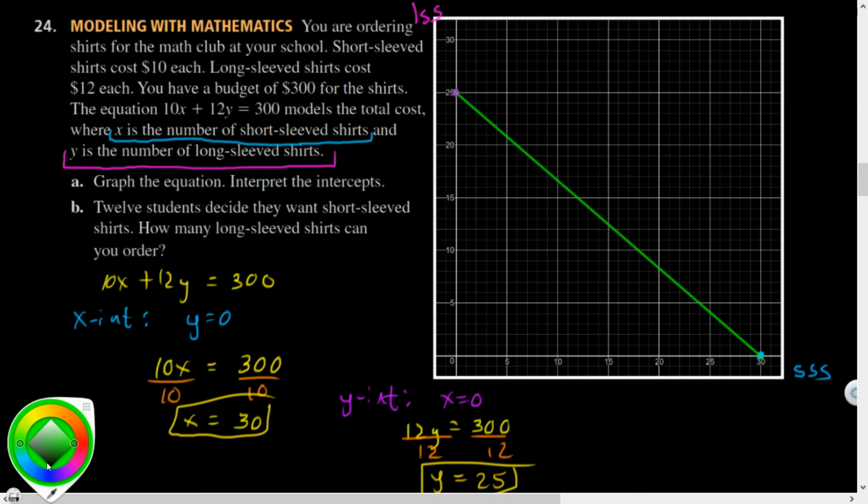Let's interpret these solutions first of all. Slow down, Waddy. So this is 30, 0. That is the situation in which I spend $300 on 30 short sleeve shirts, and how many long sleeves did I buy? 0. I didn't buy none. Okay? And this situation was 0, 25. This is if I was to buy 25 long sleeve shirts, spending all 300 of my dollars, and having no money left over for short sleeves.